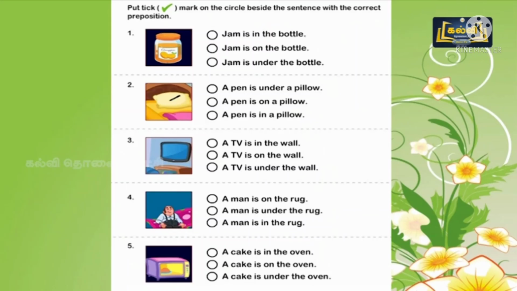Yes. What can you see there? It's a cake. Cake and oven is there. You have to connect the two things. Option A, a cake is in the oven. Option B, a cake is on the oven. Option C, a cake is under the oven.